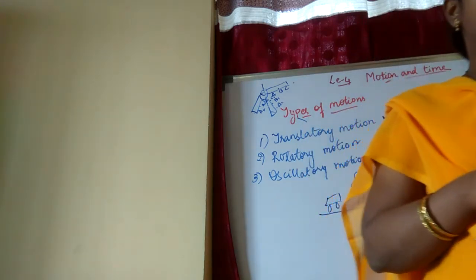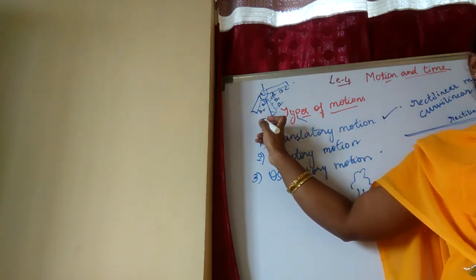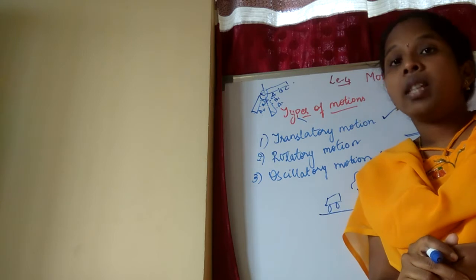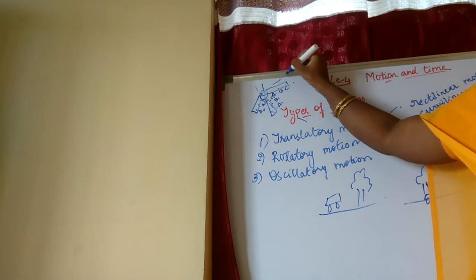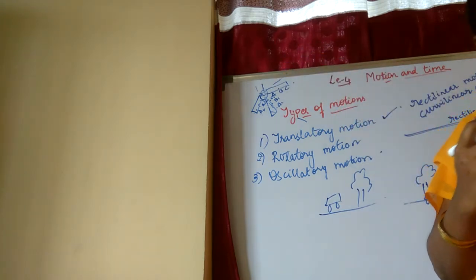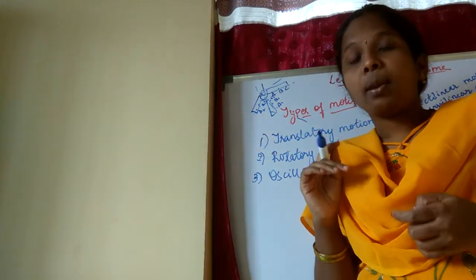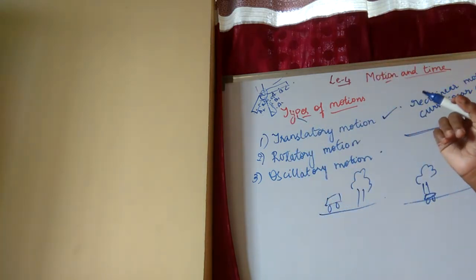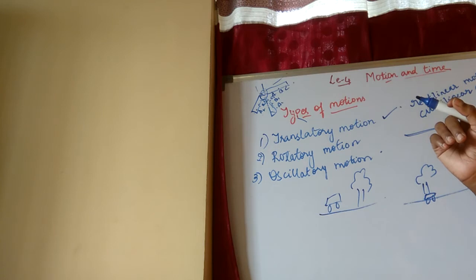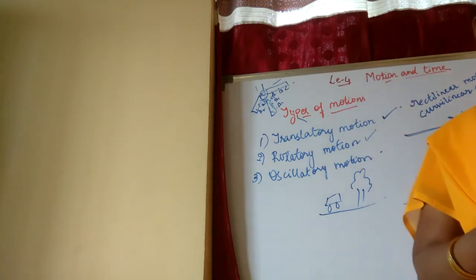So the imaginary line. If you see the imaginary lines passing through these fixed points, the imaginary lines which are passing through these fixed points are called the axis of rotation. This type of motion is called rotatory motion.